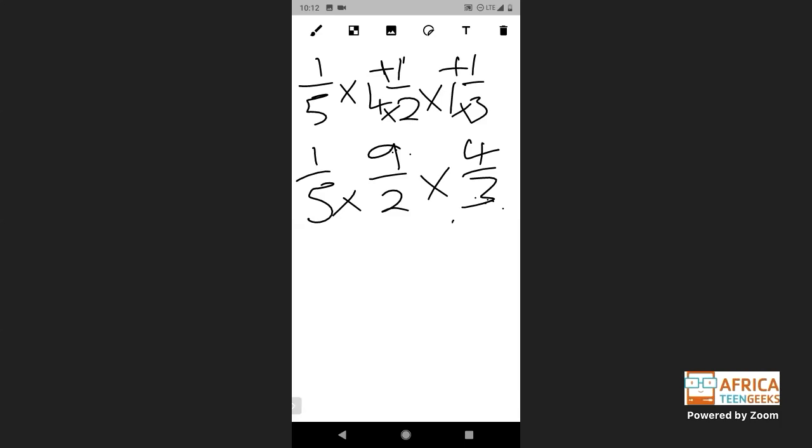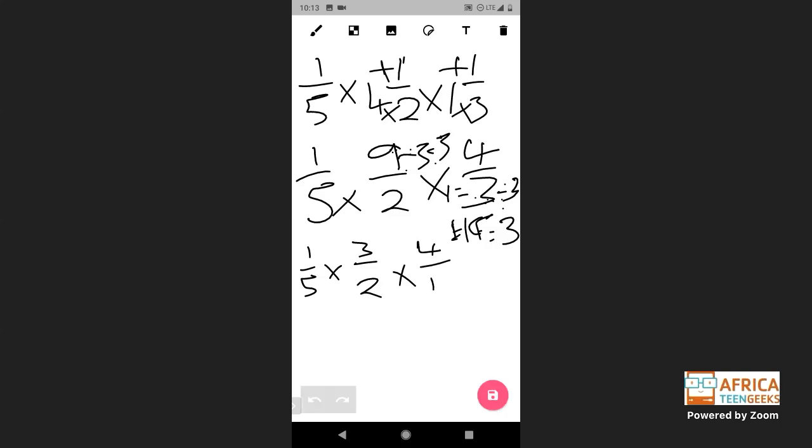So since our highest common factor is 3, here we'll say 3 divided by 3, and that will give us 1. And here we'll say 9 divided by 3, which gives us 3. So let's write our new fractions. We have 1 over 5 as usual, and now we have 3 over 2 multiplied by 4 over 1, because 3 divided by 3 equals 1.